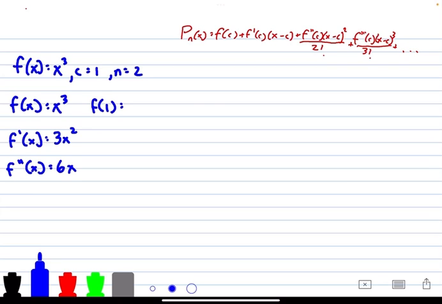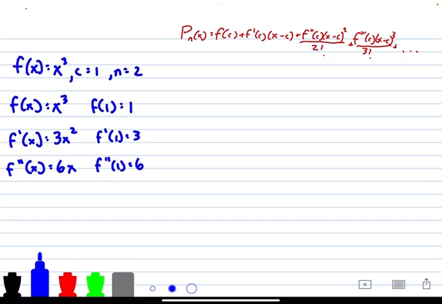F of 1, that is 1 cubed, which is equal to 1. F prime of 1, that's 3 times 1 squared, which is equal to 3. And f double prime of 1 is equal to 6 times 1, which is equal to 6.